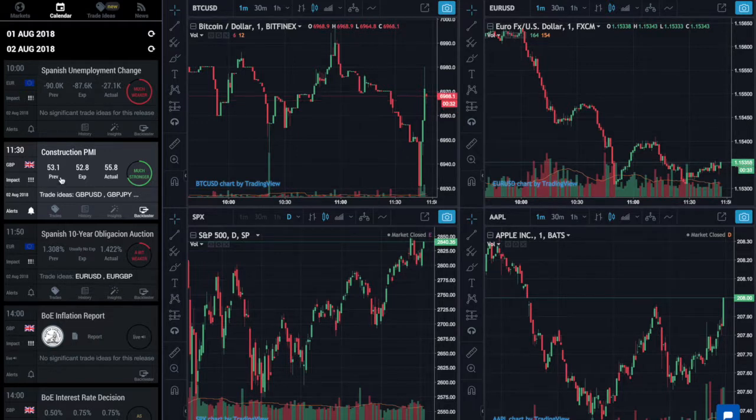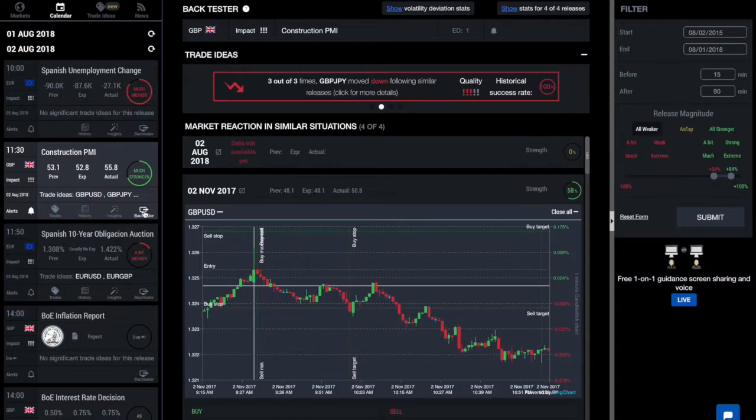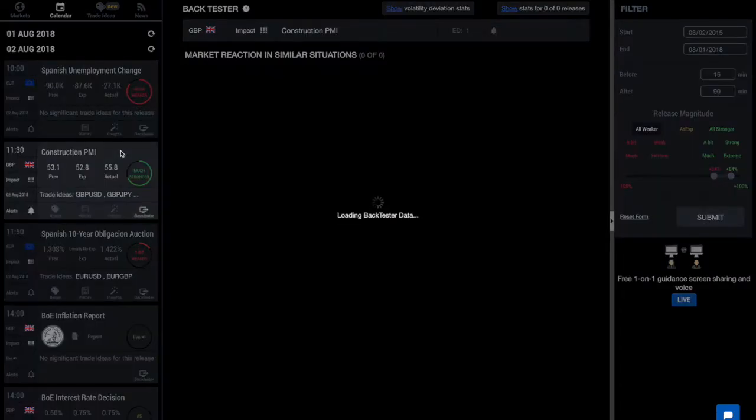But once you do, you will see that each event card, let's say this one, Construction PMI by Great Britain, has an impact of 3 exclamation points. And as a result, much stronger and has multiple trade ideas. So this is an excellent candidate to trade. Let's take a look at all the possibilities.